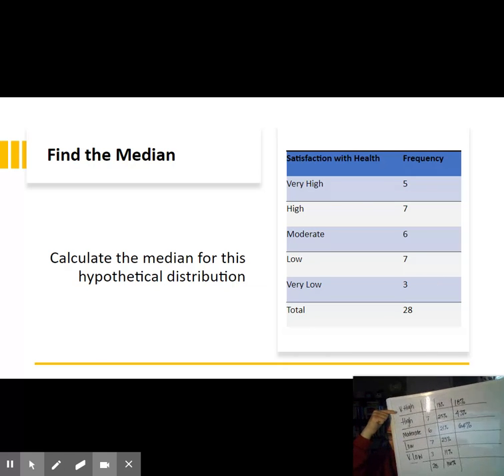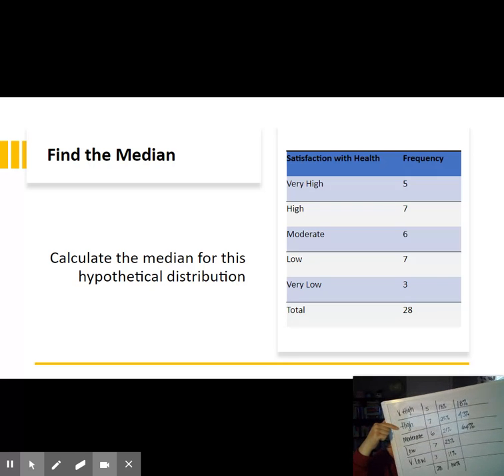So for the cumulative, 18% is right there. And then I do high, so I add that 25% for the high category to the 18%. That gives me 43% total.